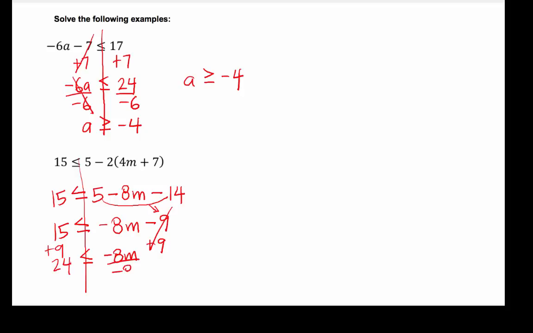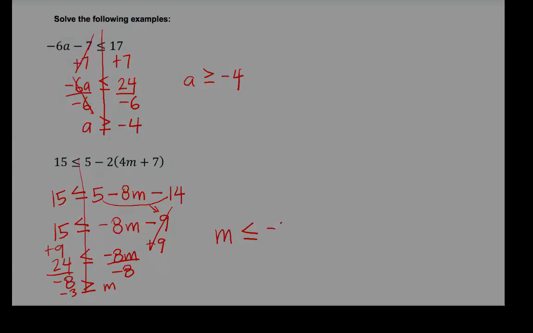Isolate m, I've got to divide by negative 8. When I divide by negative 8, I've got to flip my inequality. 24 divided by negative 8 is negative 3. M on the right side. So negative 3 is greater than or equal to m, or another way to say that is m is less than or equal to negative 3.